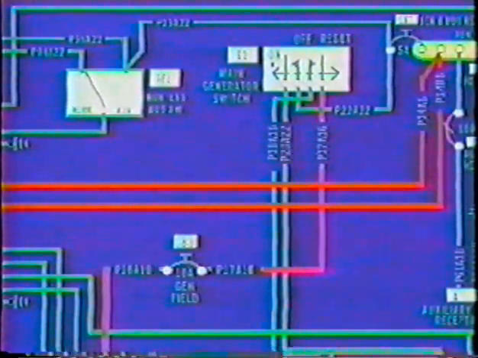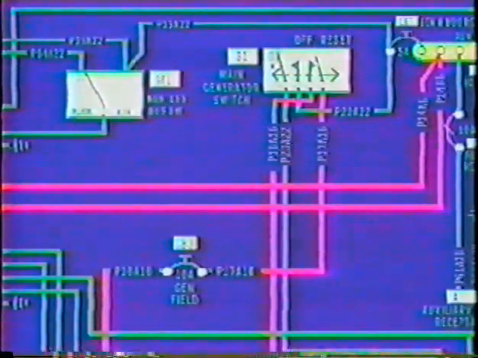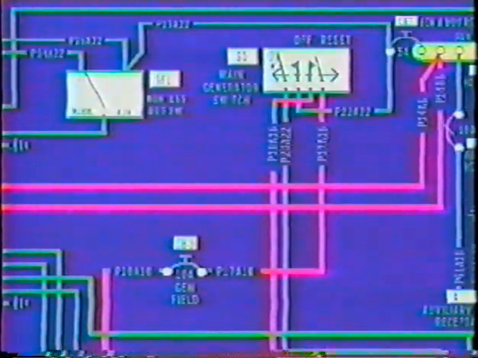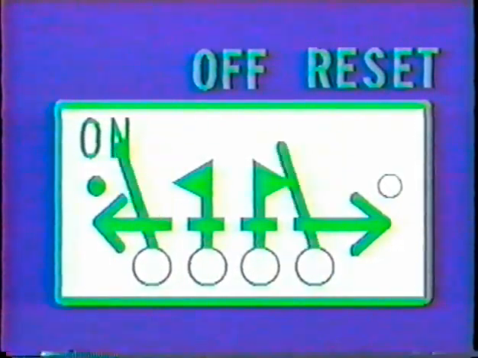Place the generator switch to the on position. The generator switch is a single-throw, double-pole switch. Looking at the switch, the flipper on the left will displace to the on position. At the same time, the flipper on the right will follow.